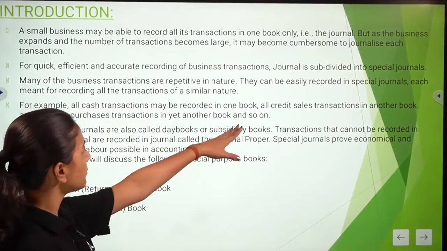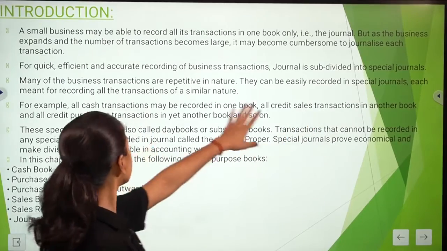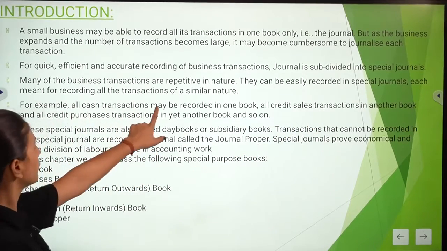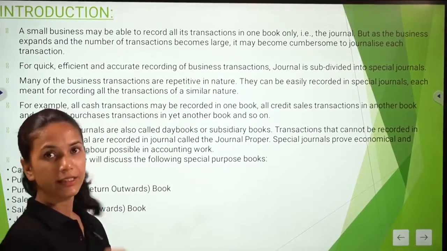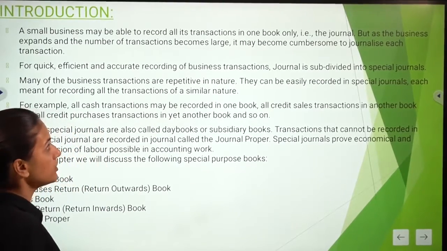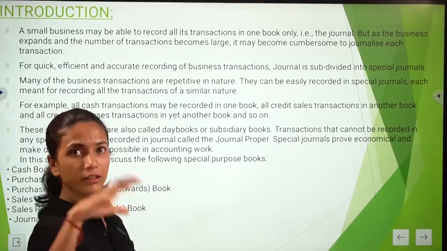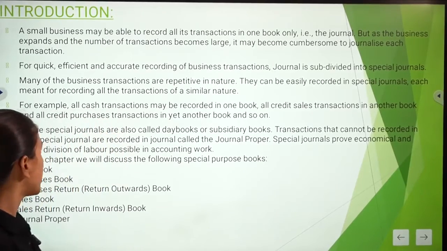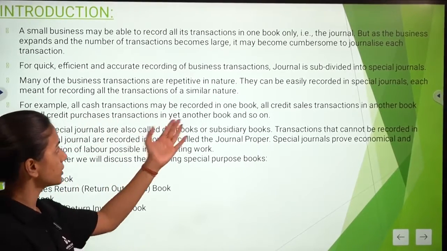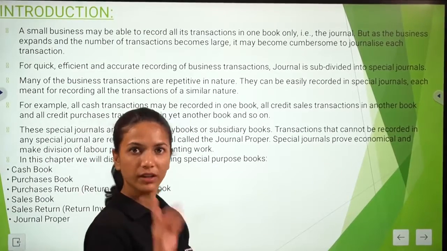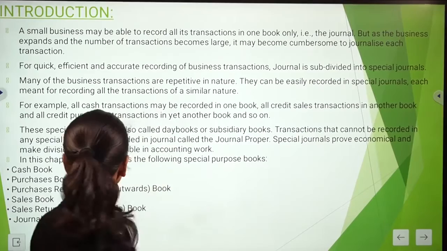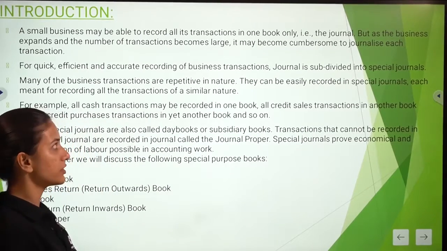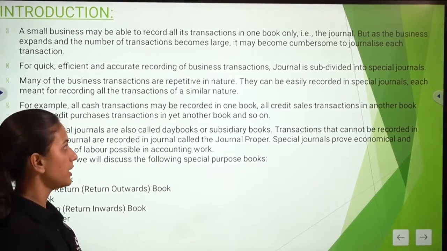So, they can be easily recorded in special journals, each meant for recording transactions of a similar nature. Transactions of similar nature can be recorded under one book. For example, all cash transactions may be recorded in one book, all credit sales transactions in another book, all credit purchase transactions in another book, and so on.